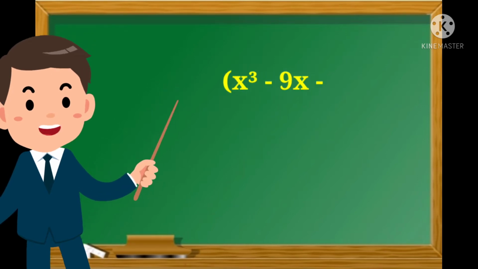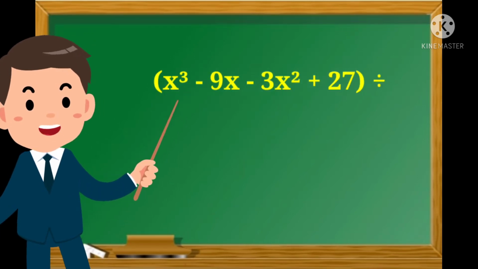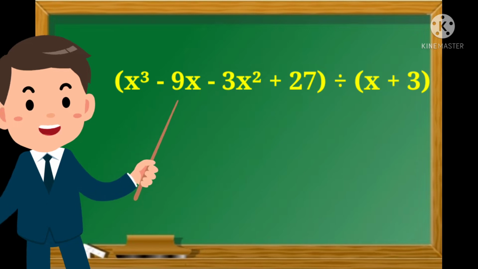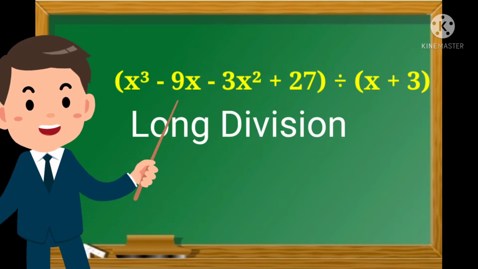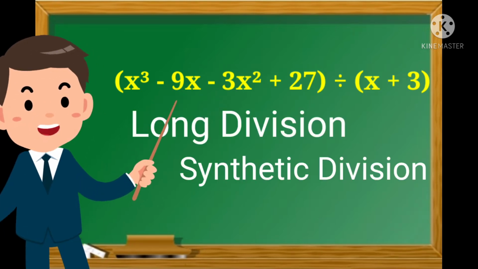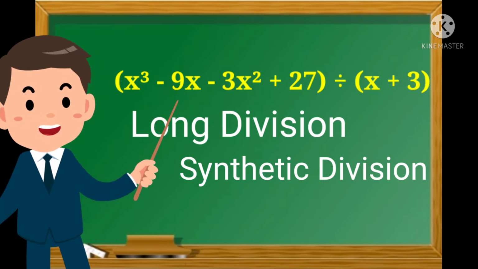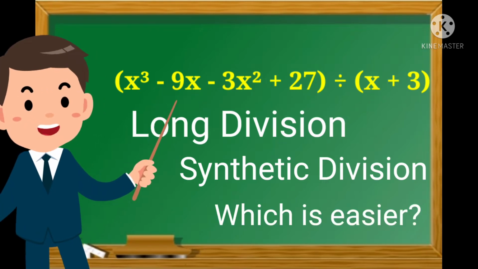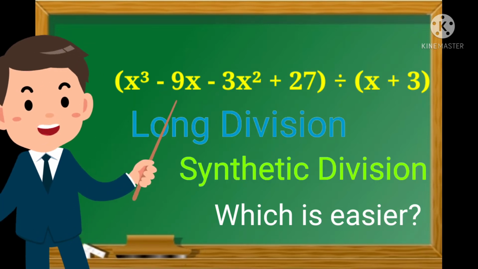When we divide x cubed minus 9x minus 3x squared plus 27 by x plus 3 using long division method and synthetic division, do we have the same quotient? Which one is easier? Is it a long division or synthetic division?